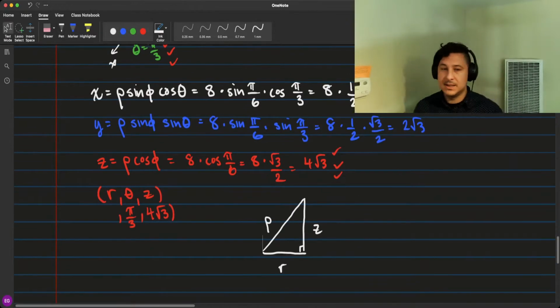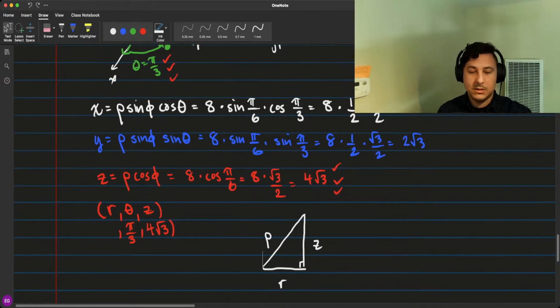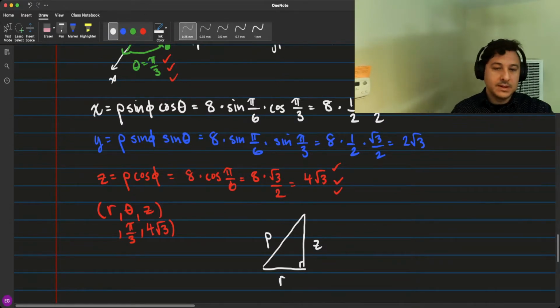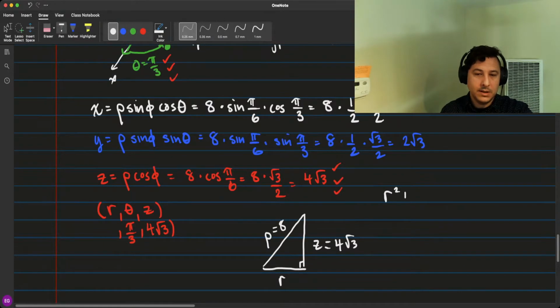I'm going to pause. Does it make sense how I labeled that, where I got r, z, phi, and rho from? Because if that doesn't make sense, then you're sort of stuck. Let me draw the r nicer. Now you have some of this already, right? z is equal to 4 root 3. Rho is equal to 8. You can just use the Pythagorean theorem to solve for this. We know that r squared plus z squared equals rho squared.